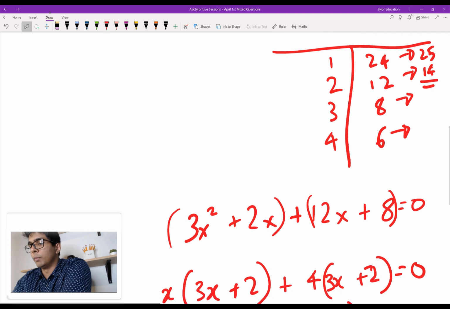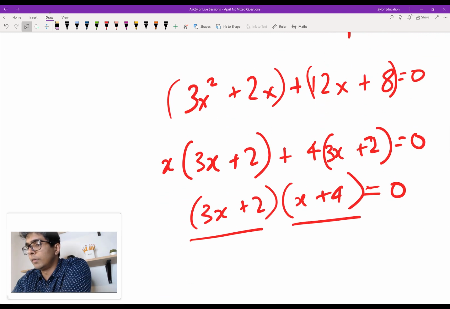So that's how I came up with 2 and 12. And then I did grouping, and then I factored out my common term, which was 3x plus 2. So these are my factors, 3x plus 2 and x plus 4.